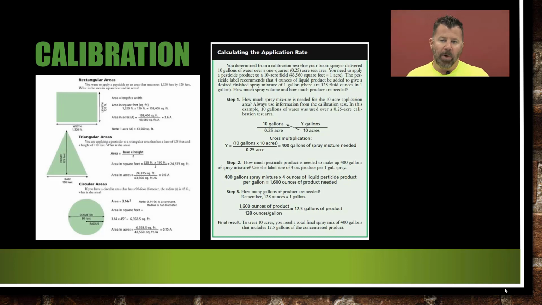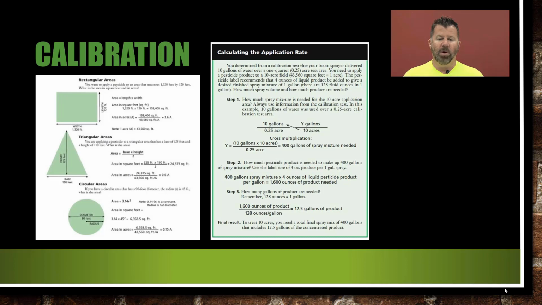This is a 3-step process, guys, for this particular problem. Step 1, how much spray mixture is needed for the 10-acre application area? Always use information from the calibration test. In this example, 10 gallons of water was used over a 0.25 acre calibration area. So 10 acres over 0.25 acres equals Y gallons over 10 gallons, cross multiply. So Y equals 10 gallons times 10 acres divided by 1/4 of an acre, equals 400 gallons of spray mixture.